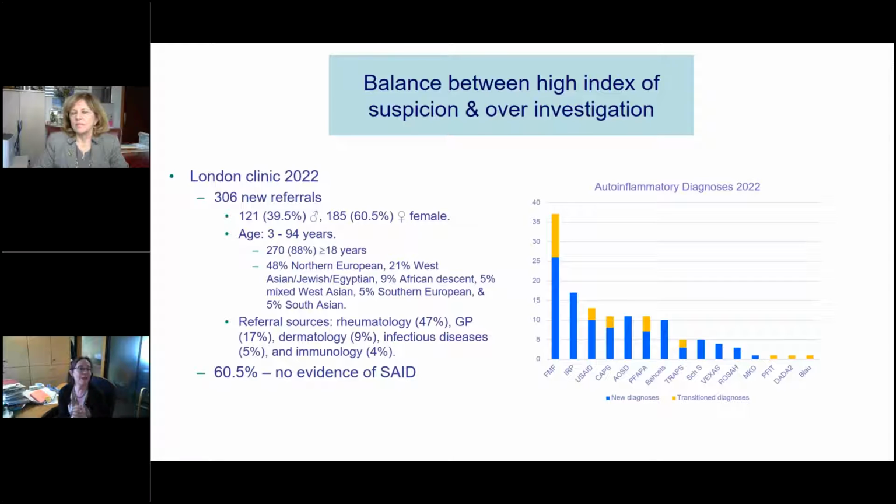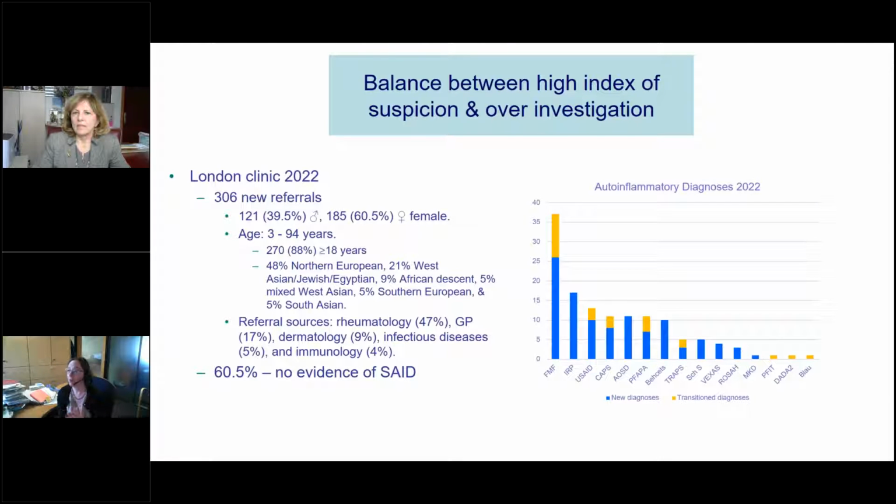This is a quick breakdown of analysis of the London Autoinflammatory Clinic, a national referral centre, of our activity in 2022. We had 306 referrals of adult patients, most of whom were over 18, for what are supposed to be national level rare diseases. About 60% of our patients are female. We had a few very small children referred, but almost 90% of our patients referred are over 18, and the ethnic background is about what you'd expect for a large Northern European country.